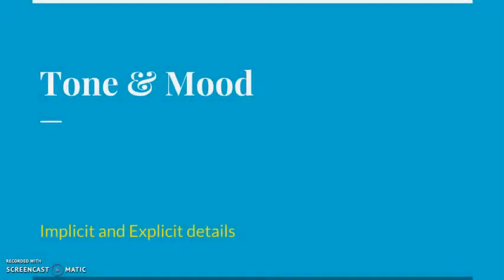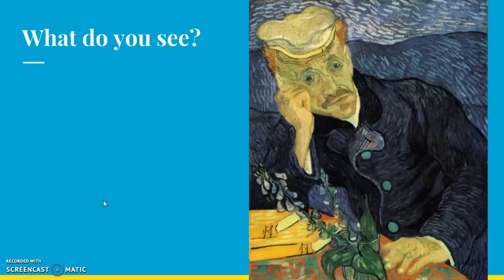Today you guys are going to talk about and really think about tone and mood. And when I say tone and mood, we're going to talk about those implicit and explicit details that help create tone and mood. So the first thing I want to ask you is, what do you see? When you look at this picture, what do you see?